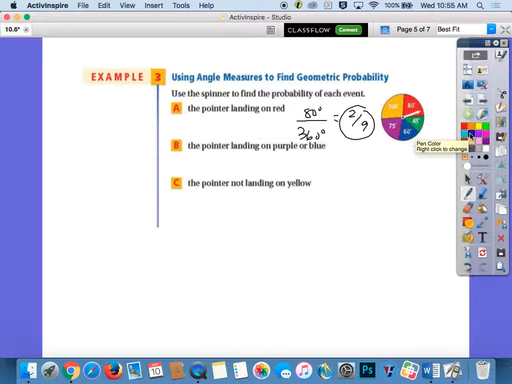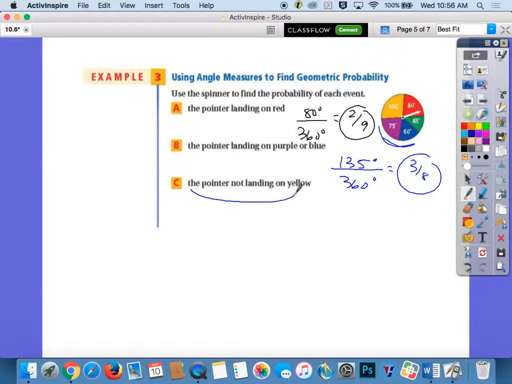The probability of the pointer landing on purple or blue. So again, we're starting at 60 degrees. And purple or blue, we're going to add those together. And you get 135, which simplifies to 3 over 8.